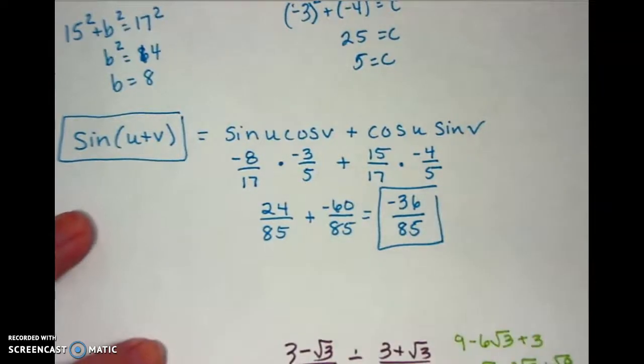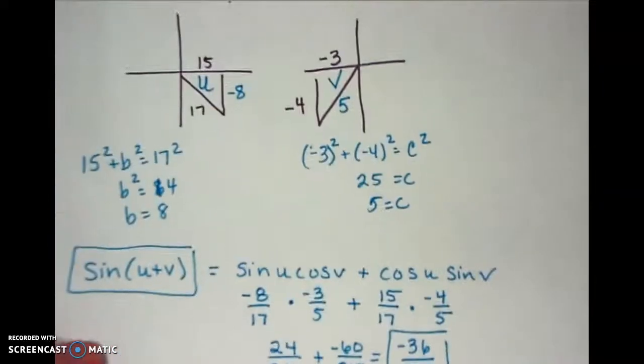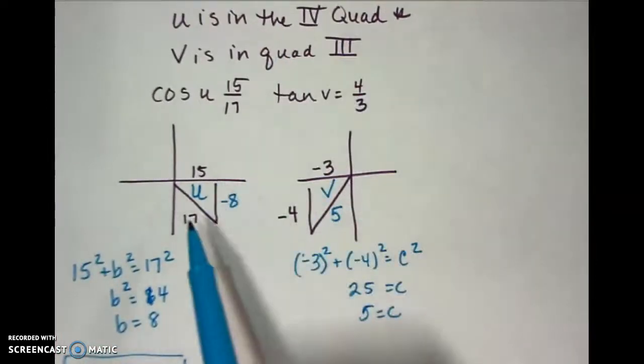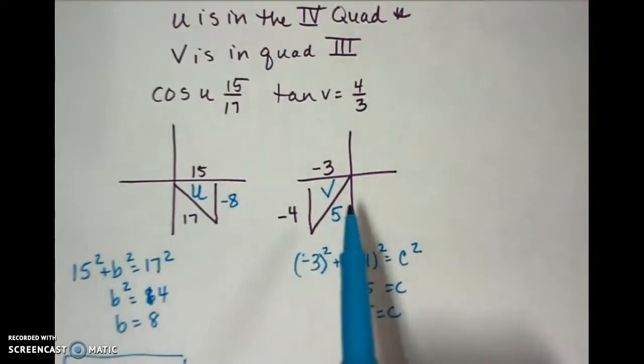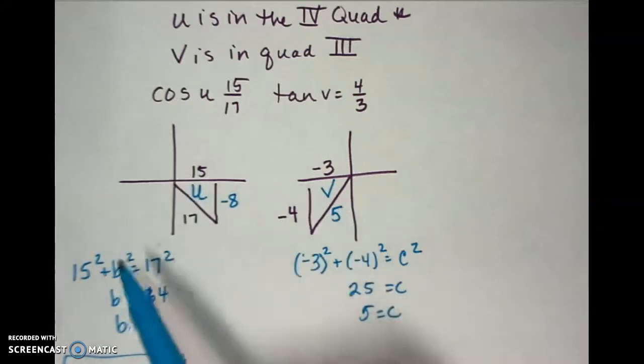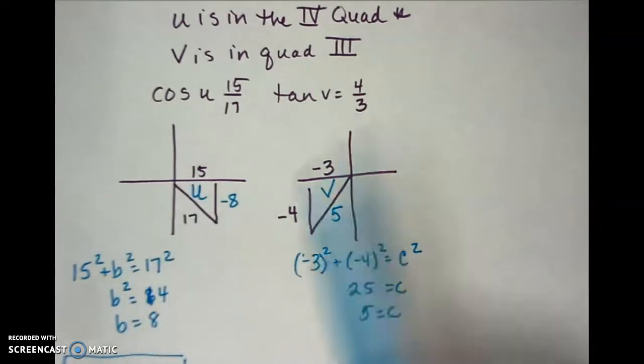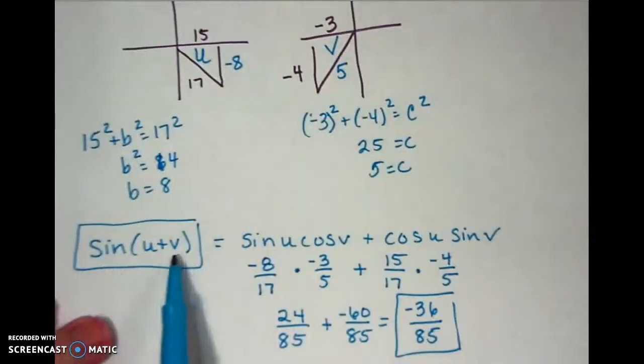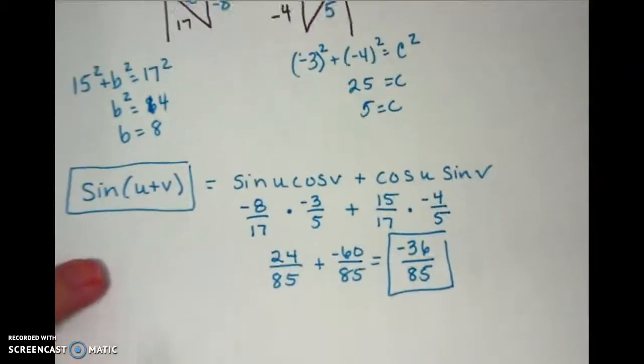So the hardest part of this is drawing your triangles based off of the information here. Make sure you label your u's and your v's so that you know what triangle to work off of, and then you're using your formula and plugging everything in from those triangles and solving.